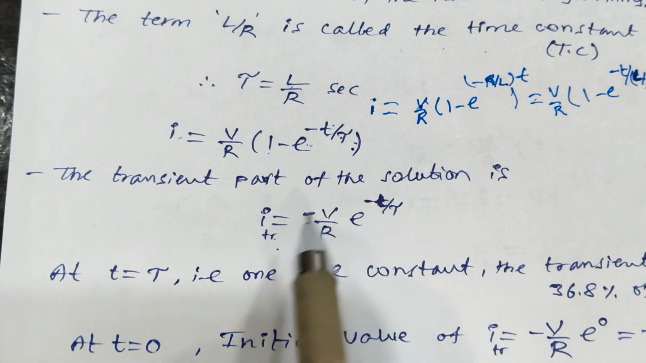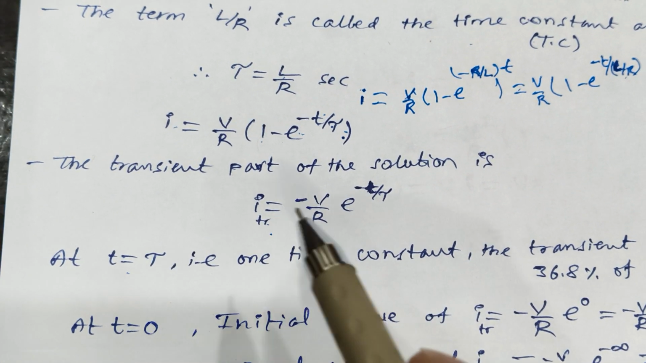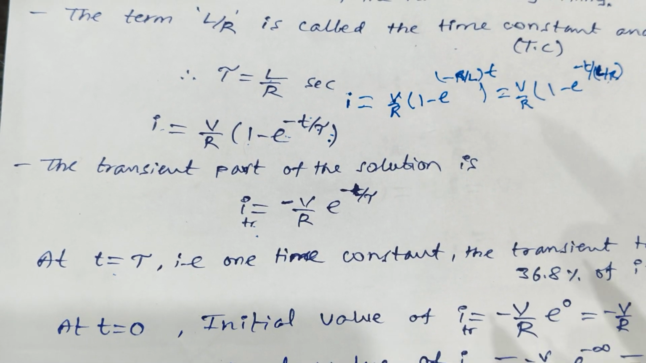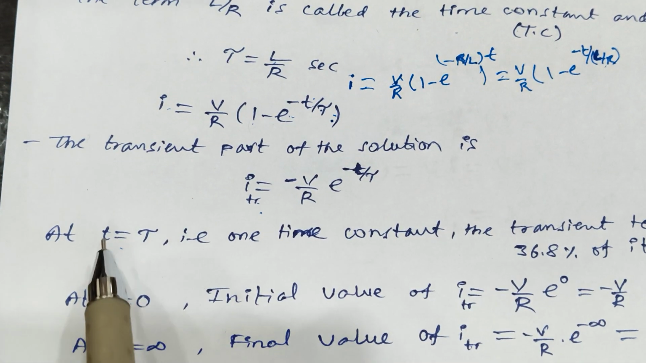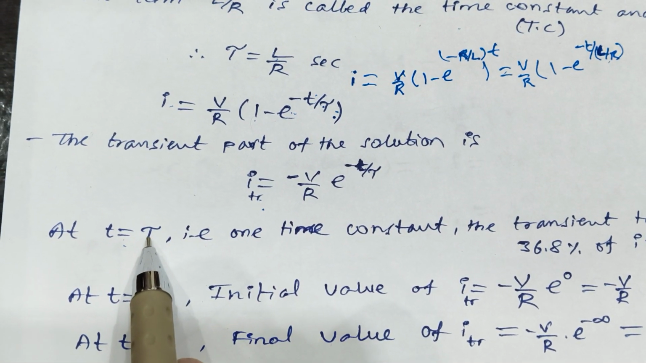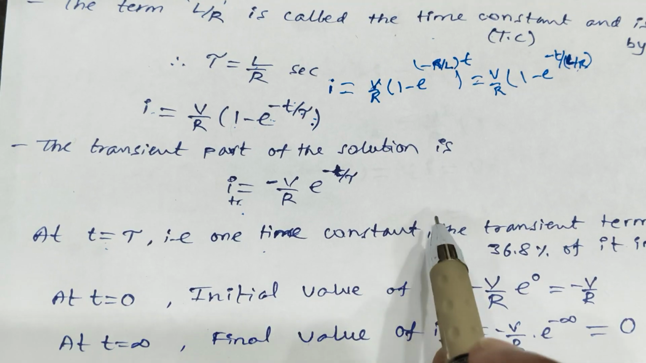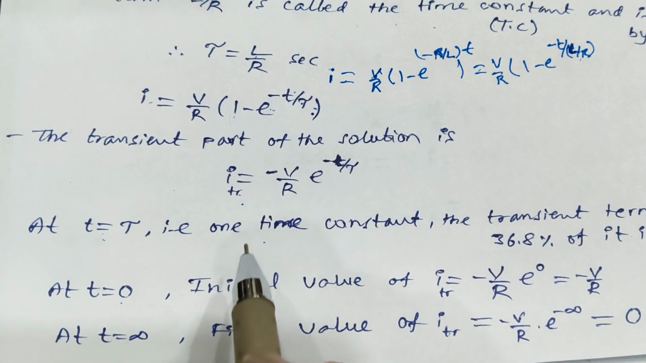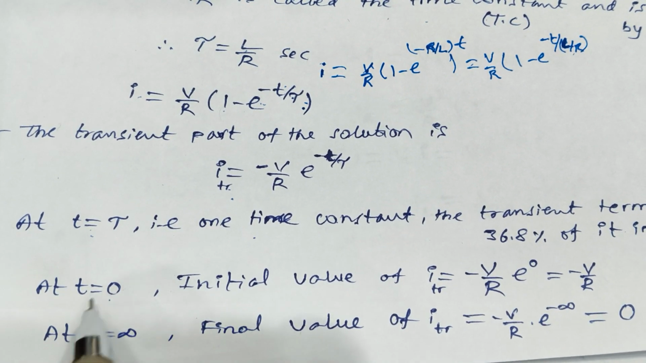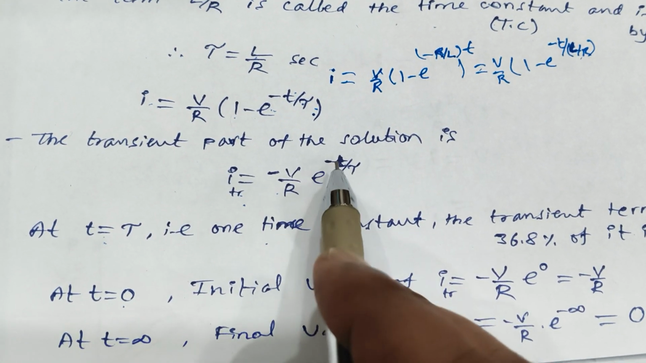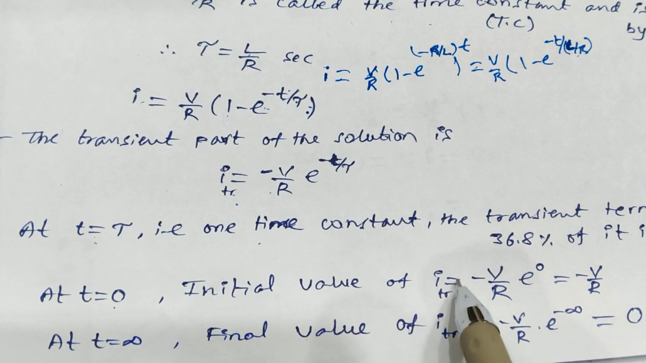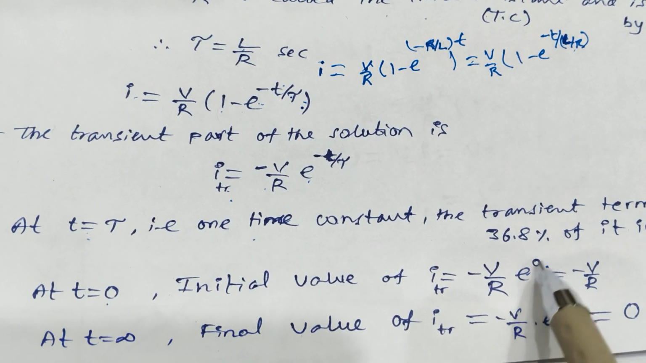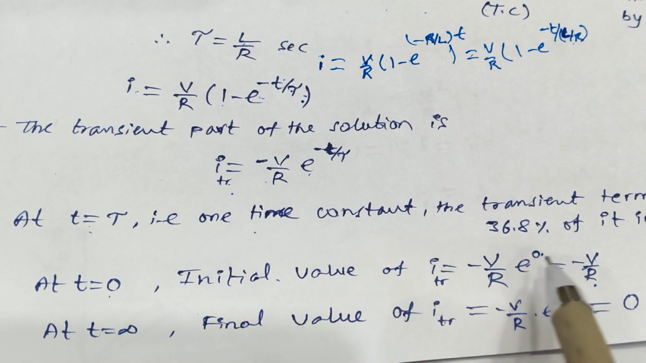Now I will substitute t is equal to 1 tau, t is equal to 2 tau, t is equal to 3 tau. Like that, if I substitute, we'll see when that response will reach the final steady state value. At t is equal to 1 tau, 1 tau is nothing but 1 time constant. First we'll see at t is equal to 0, the corresponding transient response is the initial value. By substituting t is equal to 0, minus v by r into e power minus 0, e power 0 is 1, so it is minus v by r. The initial value is minus v by r.